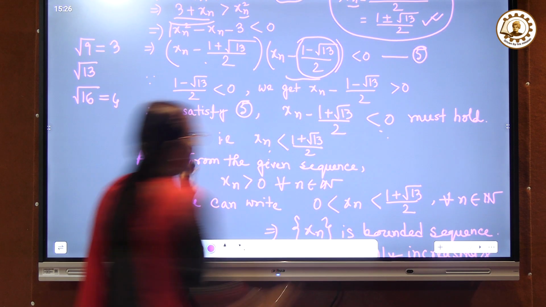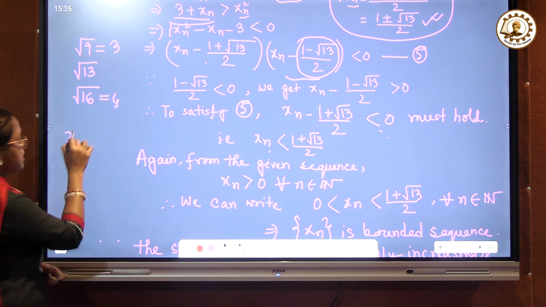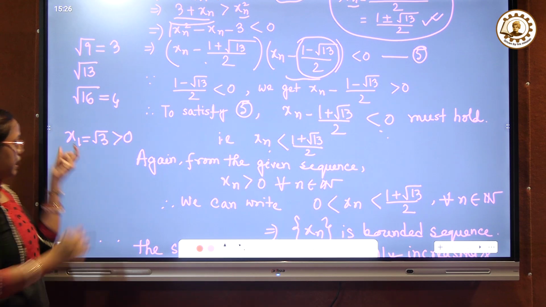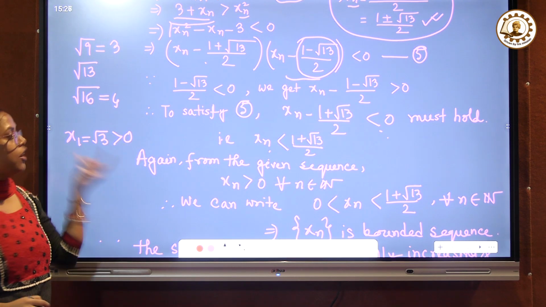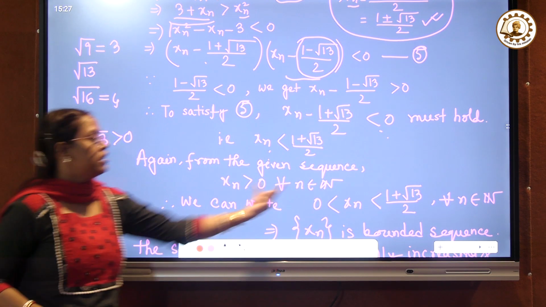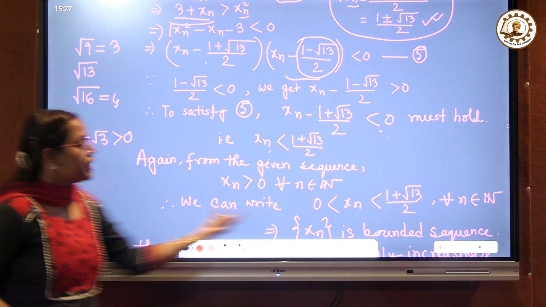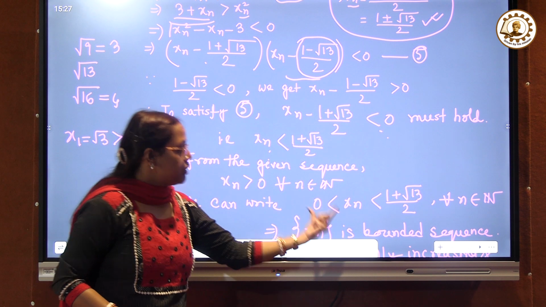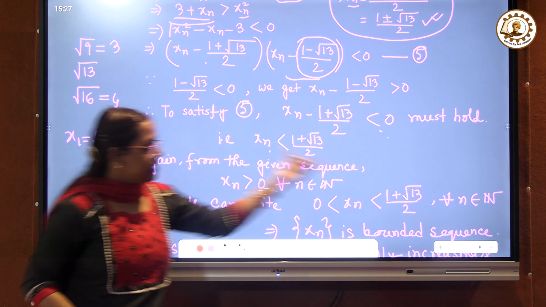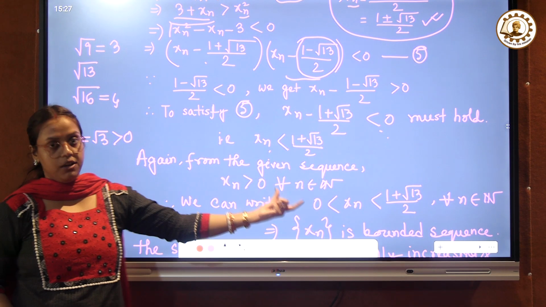Again, if we see the given equation, we can see x_1 is root over 3, which is a positive term. And as x_1 is positive, all the terms of the sequence are positive. That is x_n greater than 0 for all n belonging to N. So combining these two conditions, we can write x_n lies between 0 and (1 plus root over 13) by 2. From this, we can write that the sequence is a bounded sequence.